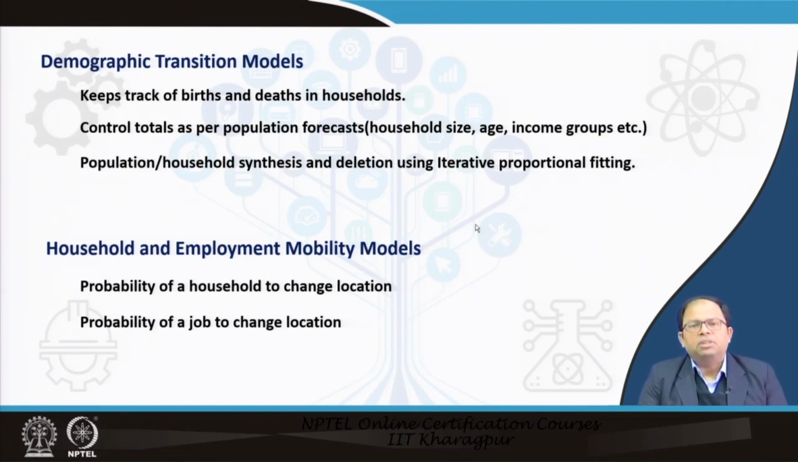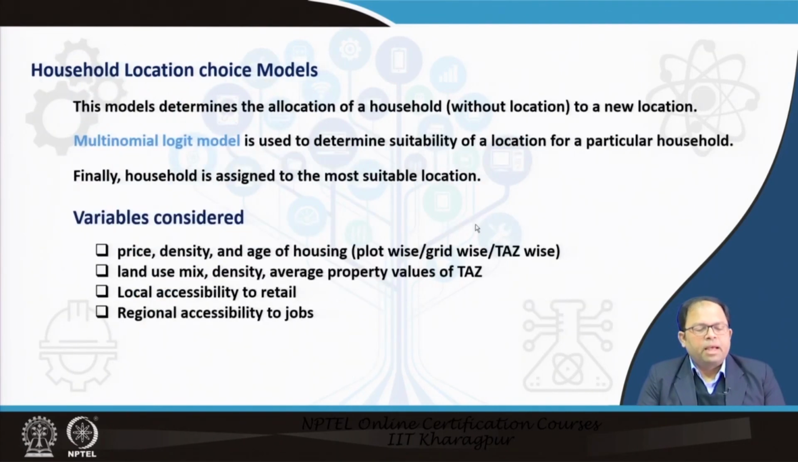So when this happens, the existing space where this company or the household is occupying becomes available in the market for a next family or a next job to occupy, and this group of people are waiting to be allocated to a new area. So this happens in sequence. So in the next model, the household location choice model, this model determines the allocation of a household without location to a new location.